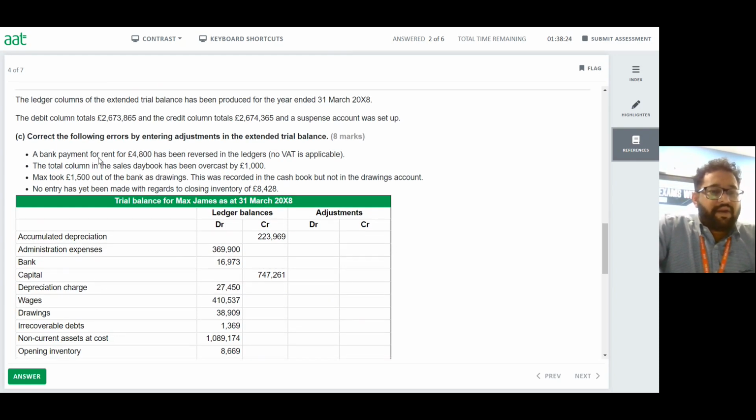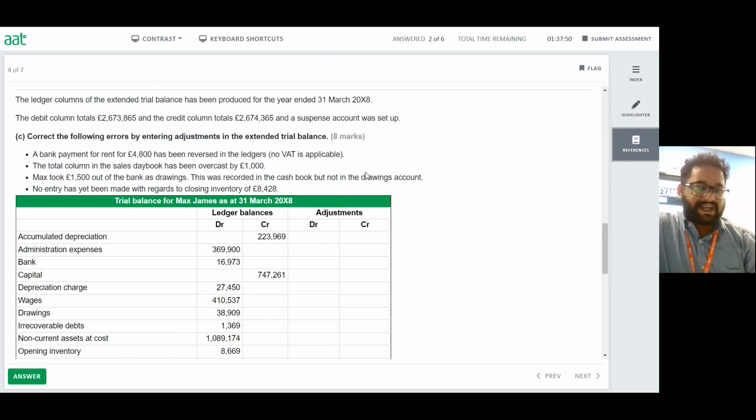A bank payment for rent for £4,800 has been reversed in the ledgers. If something's been reversed in the ledgers, what do you need to do? We have to do the right entry twice into the right T accounts. A bank payment will be a debit into the rent account, credit into the bank account. So if it's reversed, it's been entered as a credit into the rent account and a debit into the bank account.